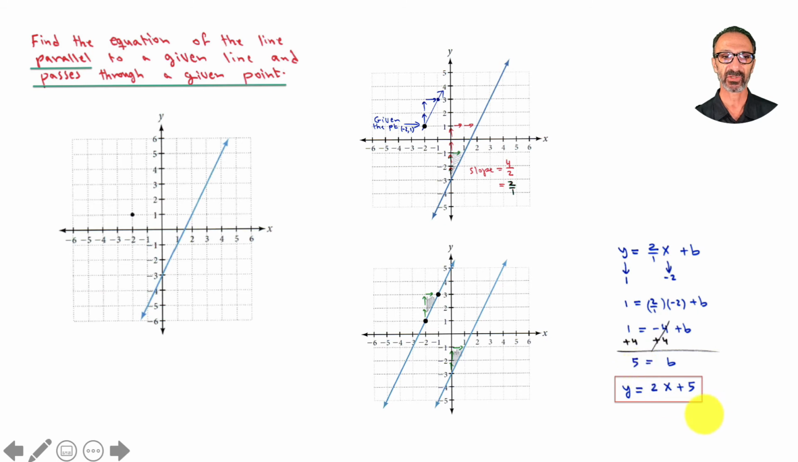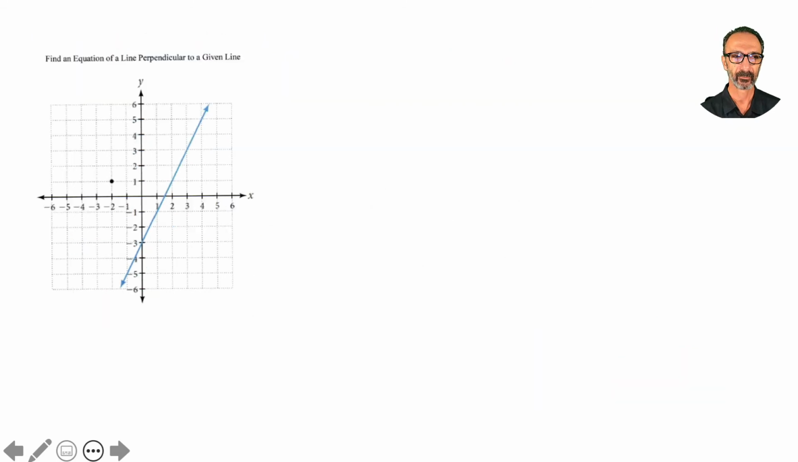So the y-intercept is 5, and the graph is actually going through 5, to confirm that, which is y equals 2x plus 5. Now let's go over the same graph, but instead of parallel, perpendicular.